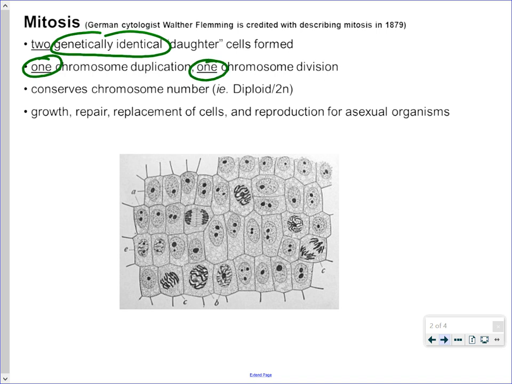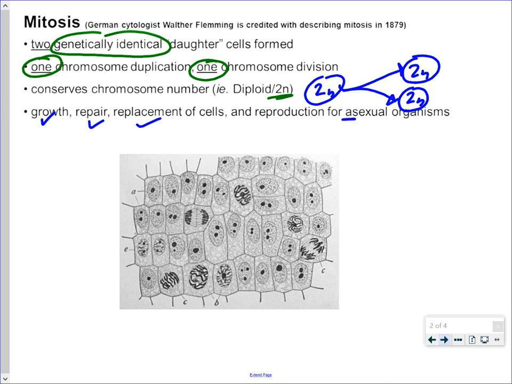So if we're starting with a diploid cell that has 2 copies of each chromosome, it's going to conserve that chromosome number, which means keep it the same. So we start with one cell, which is diploid. We end up with 2 cells, and both of those are identical to each other, and they are diploid as well. So what this is for is growth that might take place during embryonic development, fetal development, and even once the baby is born, repair, replacement of cells, and for some organisms, asexual means without sex, and that is their form of reproduction.